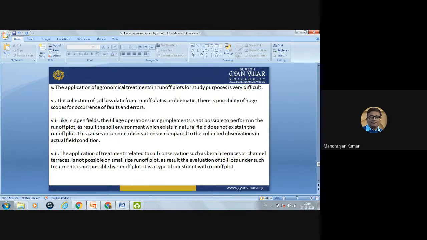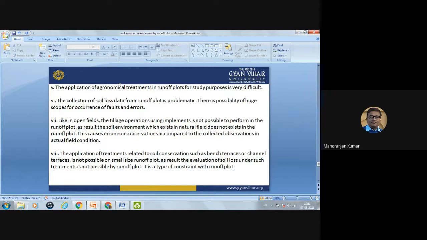The other problem is that, unlike in an open field, tillage operations using implements are not possible to perform in the runoff plot. As a result, the soil environment which exists in a natural field does not exist in the runoff plot. This causes erroneous observations as compared to the observations collected in actual field conditions. So this is one problem.